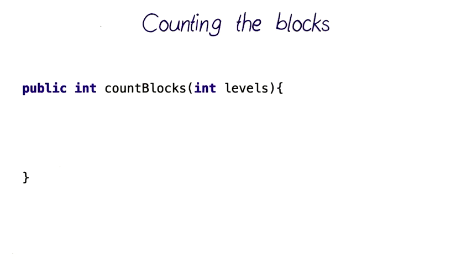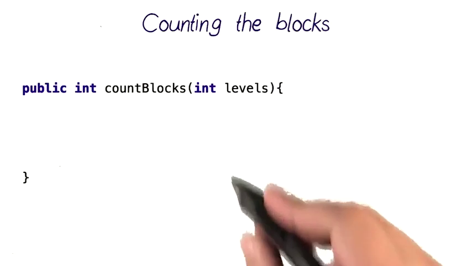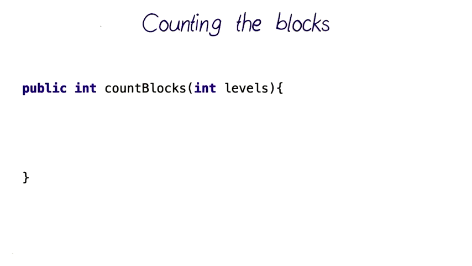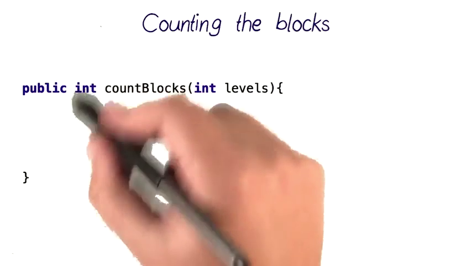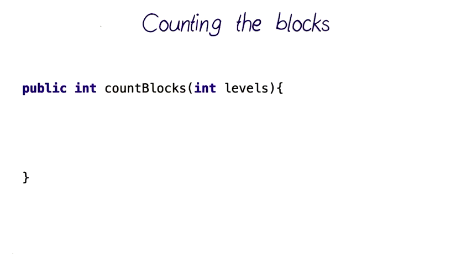Alright, let's see how we could implement this function countBlocks. It takes this integer levels as input, which is the number of levels the pyramid is made up of, and returns an integer which is equal to the number of blocks it needs.